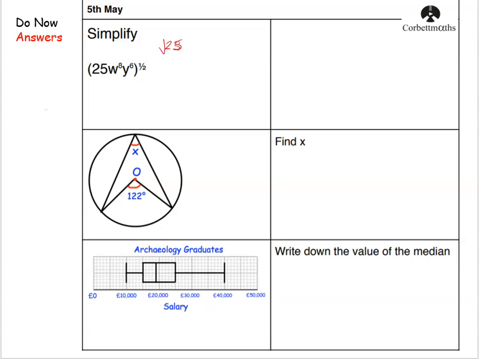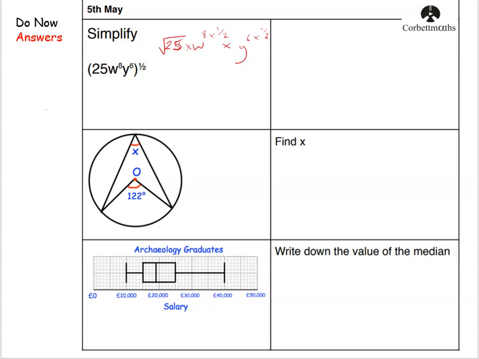we're going to be square rooting. Okay, the w, we're going to do 8 times a half. So we're following the rules of multiplying the brackets. And we're going to do y to the power of 6 times a half as well. Okay, and we know that we're timesing those together. So I'll write the times symbol in as well. We don't need to, but we should know that.